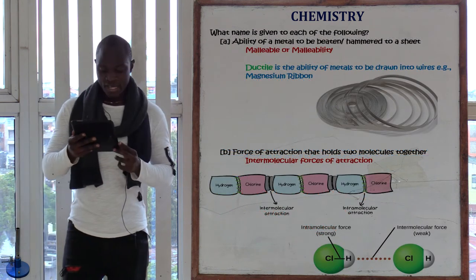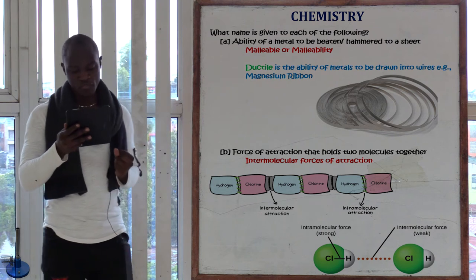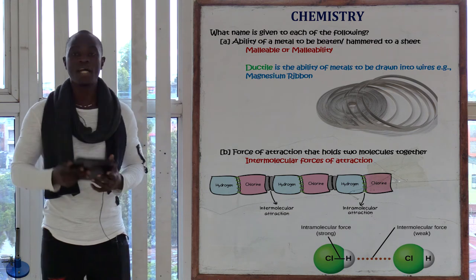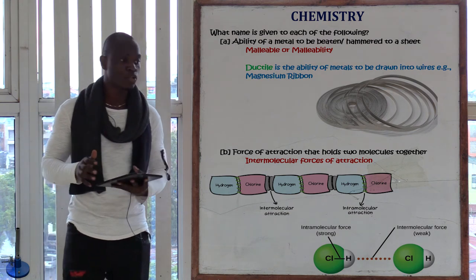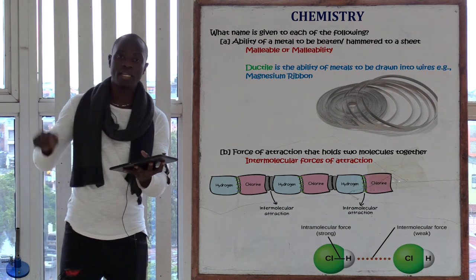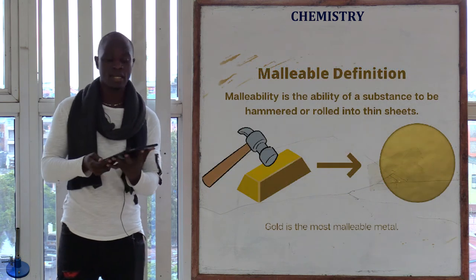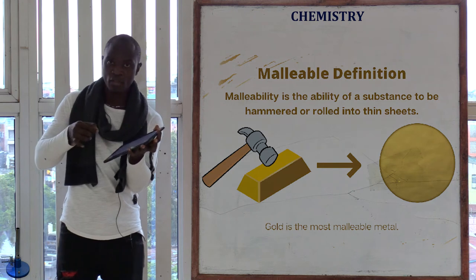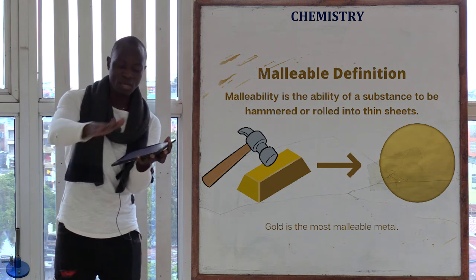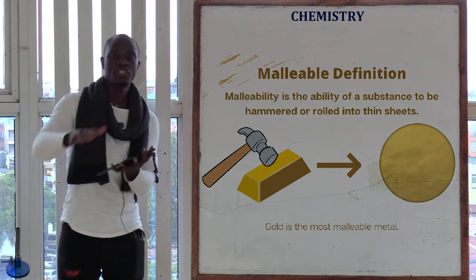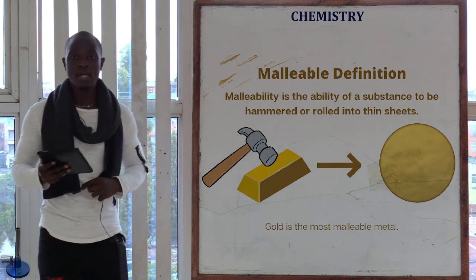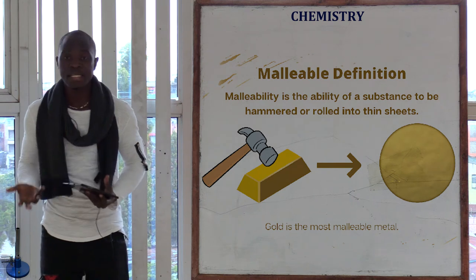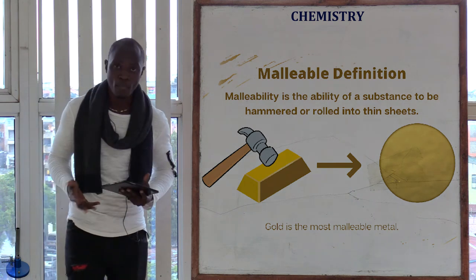So question number 5 is asking, what name is given to each of the following? Ability of a metal to be beaten and hammered into sheets. So for example, if you take a metal, we beat that metal and make it into very long sheets, like maybe for example like this tub. Let's assume this was just a very thin metal. So we hit this metal and it became very long, thin sheets. So what is the name given to that phenomenon? That phenomenon is called malleability, or is called malleable.